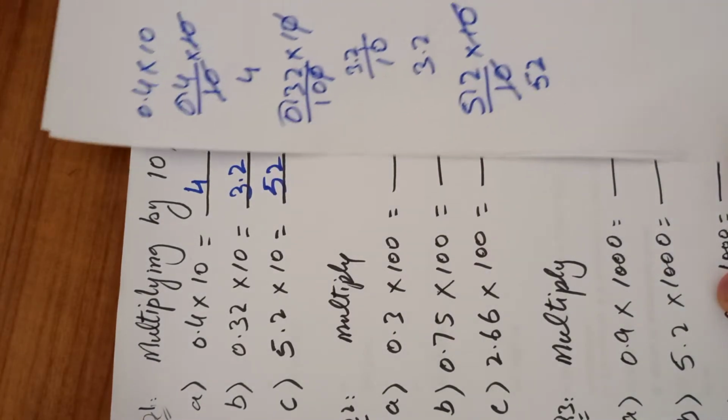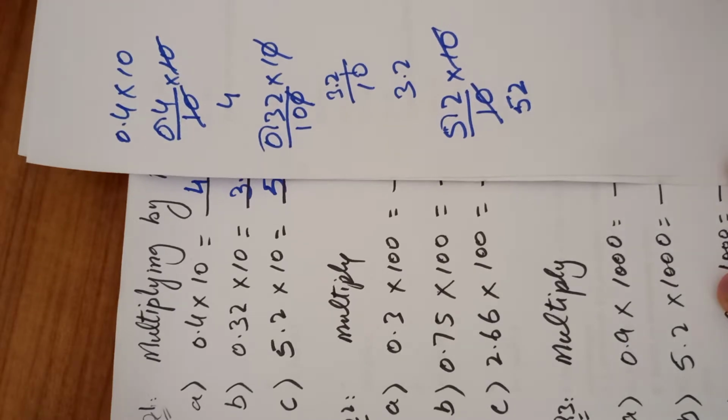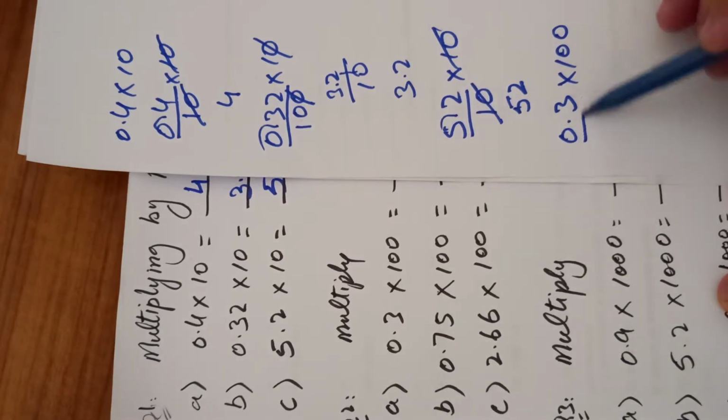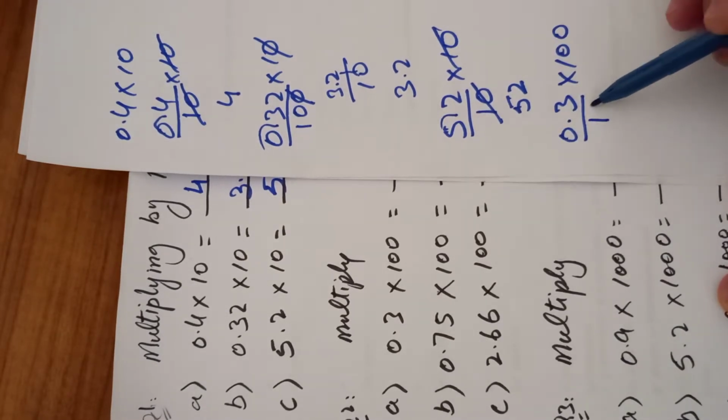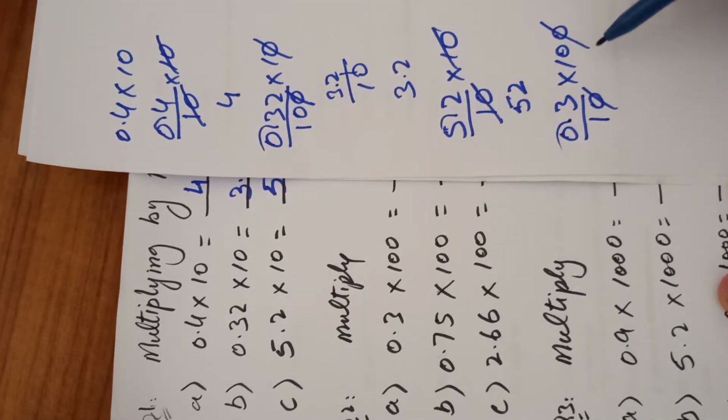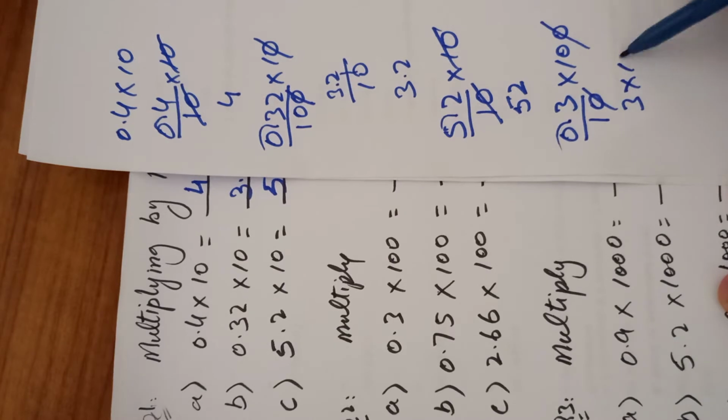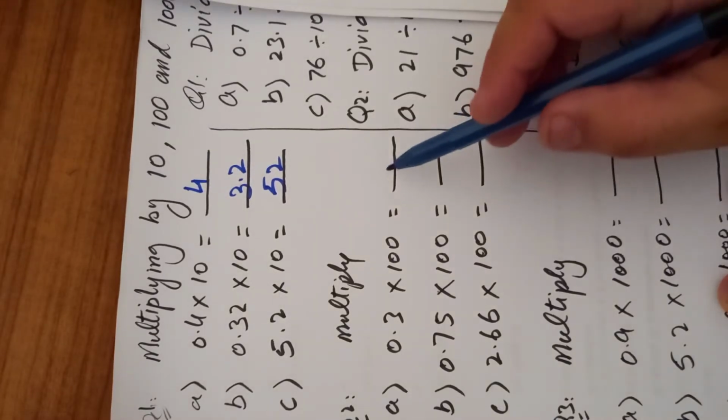Now multiplying 0.3 with 100. When we multiply, again get rid of the decimal, writing 1 for the decimal and 1 for each digit, so 1 0 0. 10 cancels, so 3 multiplied by 10 is 30. 30 we will write here.